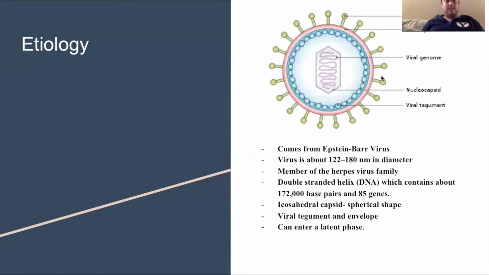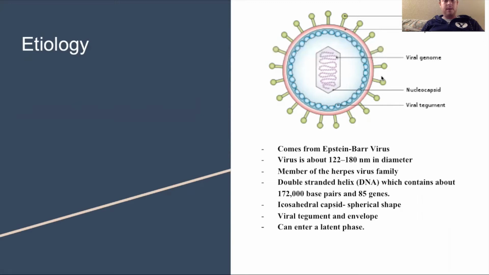Next is etiology. As said before, mononucleosis comes from the Epstein-Barr virus and is one of the 8 human herpes viruses. This virus is one of the most common viruses that humans contract. The virus is about 122 to 180 nanometers in diameter. The virus is complex with several layers of protection.